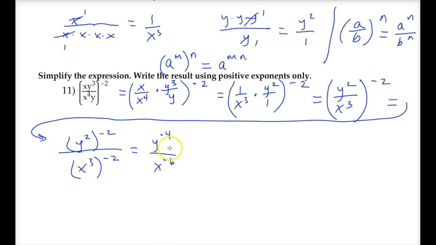And so now from here, there's several different ways you could approach doing this. The way that I'm going to approach it is to say that when I have y raised to the negative 4, I could rewrite that as 1 over y to the positive 4. And same deal here. X raised to the negative 6 is 1 over x raised to the positive 6.